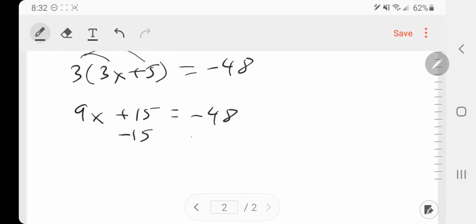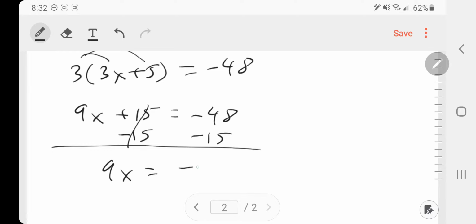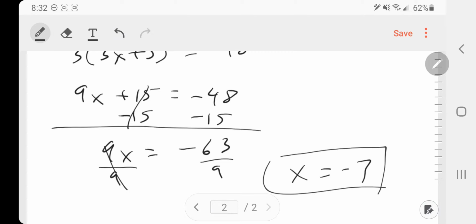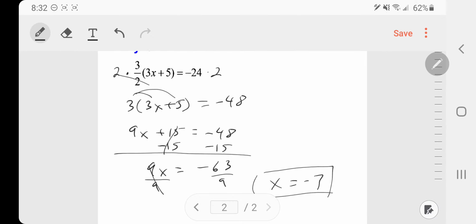All right, then I'm just solving this equation. I could subtract 15 on both sides. I get 9x equals negative 63. And then the last thing I want to do here is divide by 9, and I get x equals negative 7. And again, that's my final answer.